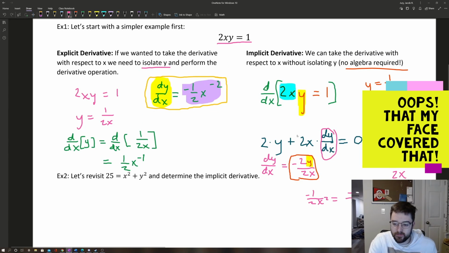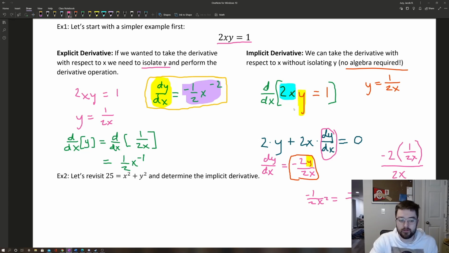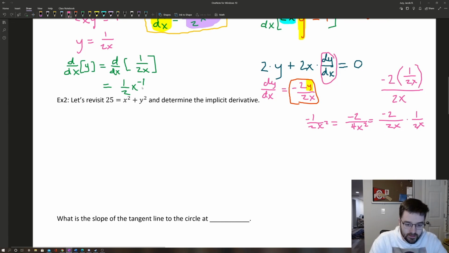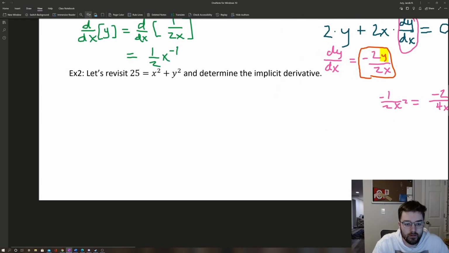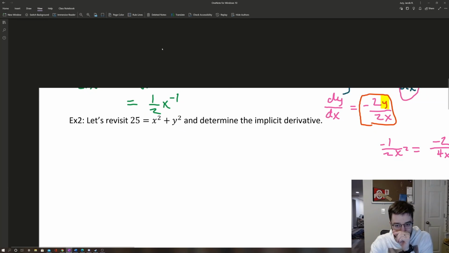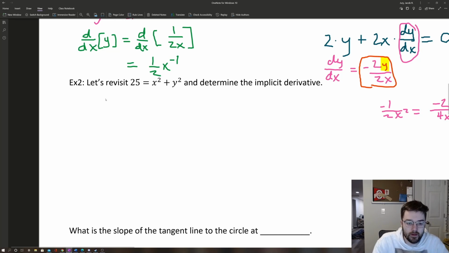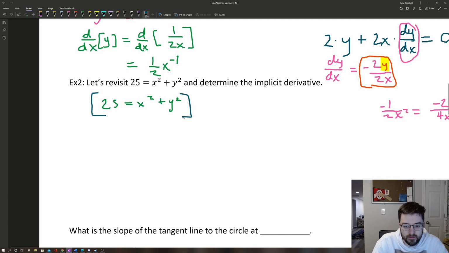It's going to be tricky at first, because you're going to have to see x and y as two different groups that you need to take the derivative of. So let's go back to this circle, 25 equals x squared plus y squared, and determine the implicit derivative. Okay. We zoomed in too far. So we are going to just go straight into the derivative. Thankfully, I did choose a pretty difficult example. I know it looked pretty simple, but I did choose a pretty difficult example first.